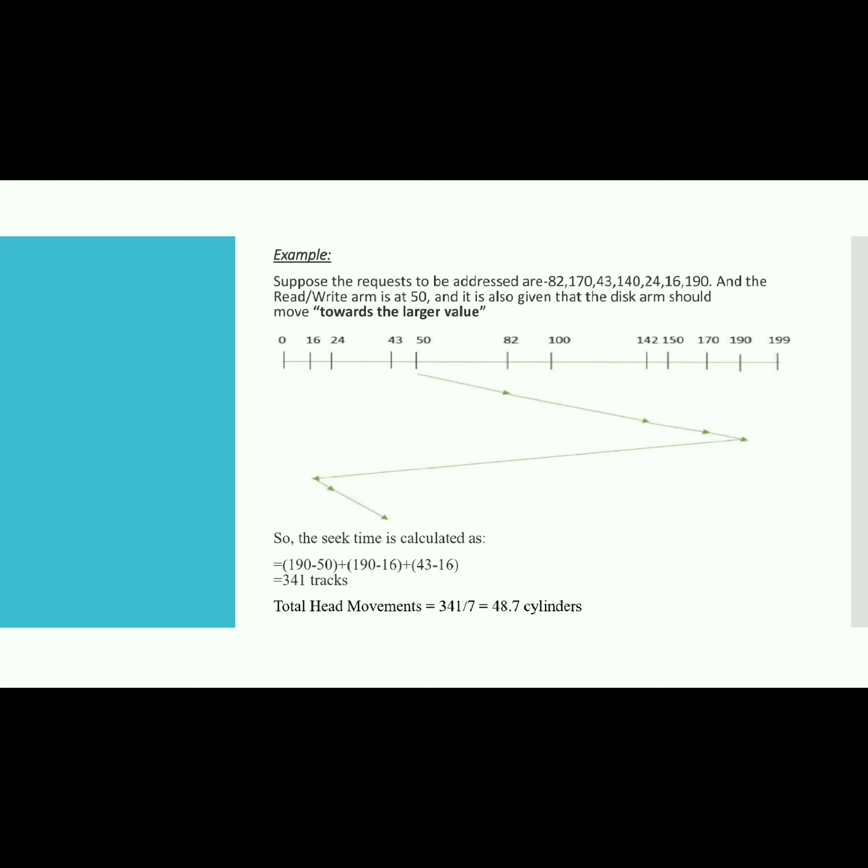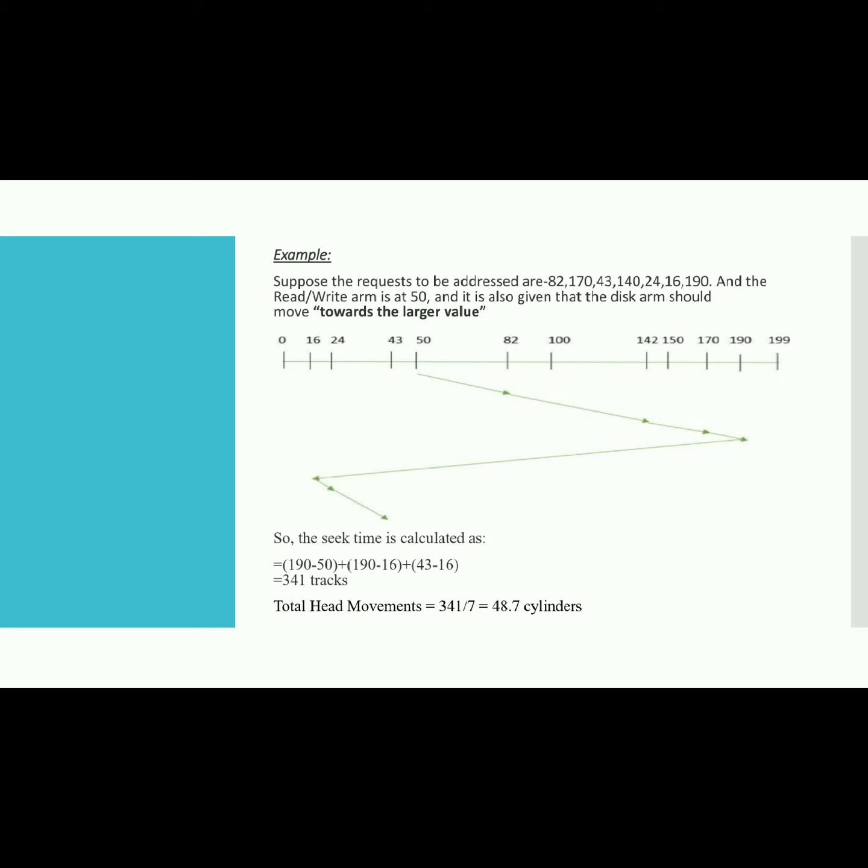Example, same values, let's start at 50, the disk arm should move towards the larger value. Here it goes, similar to C-SCAN. It goes in one direction towards larger values and then goes to the opposite. It goes straight to the smallest value, that is 16, and then from there it covers all the smaller values, that is 24 and 43.